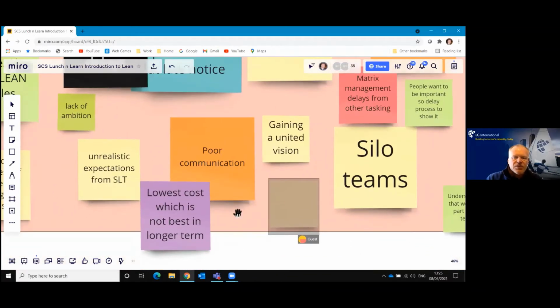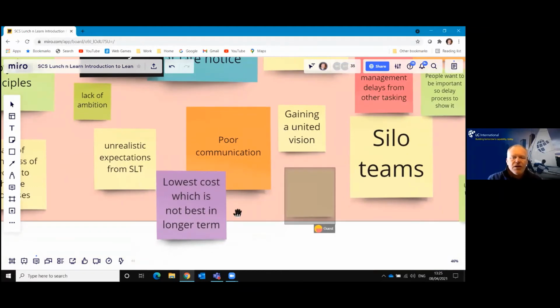Yes, lowest cost, which is not best in longer term. So within lean thinking, we don't necessarily think about cost. We think about more efficient and effective ways of working. And sometimes that might be at a greater cost. But actually, it gives us the opportunity to get it right first time. So our focus is about removal of waste. And by the very nature of removal of waste, we're giving ourselves more time to do the things that are more important. Ultimately, that will reduce the costs.